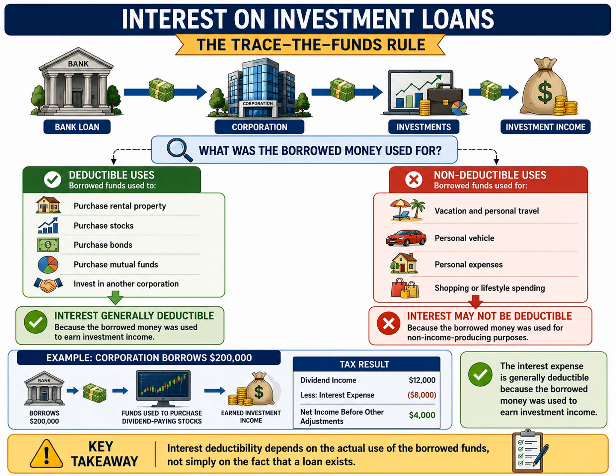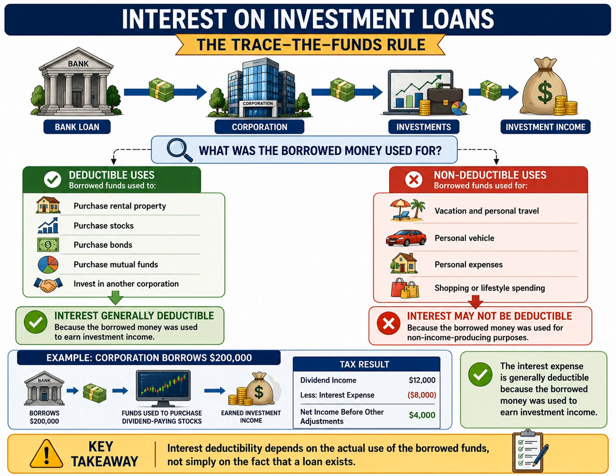At the bottom of the slide, we have a practical example. A corporation borrows $200,000 and uses those funds to purchase dividend-paying stocks. During the year, the corporation earns $12,000 of dividend income and pays $8,000 of interest on the loan. Because the borrowed money was used to earn investment income, the $8,000 of interest is generally deductible, leaving net income of $4,000 before other adjustments.